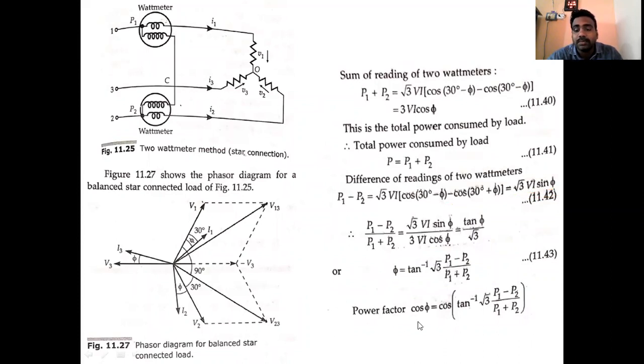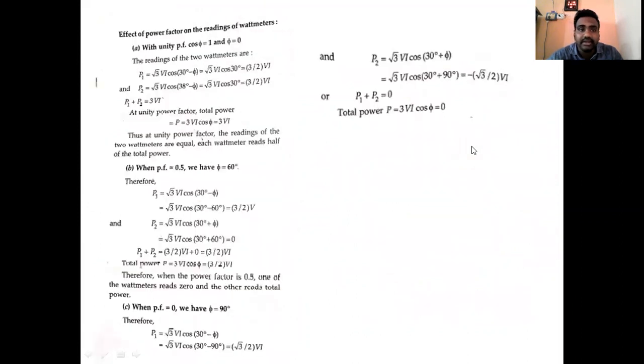So this is the total power calculated at the end. If we observe the effect of power factor from this, it can be studied with different cases: when the power factor is unity, when the power factor is 0, and when the power factor is 0.5.